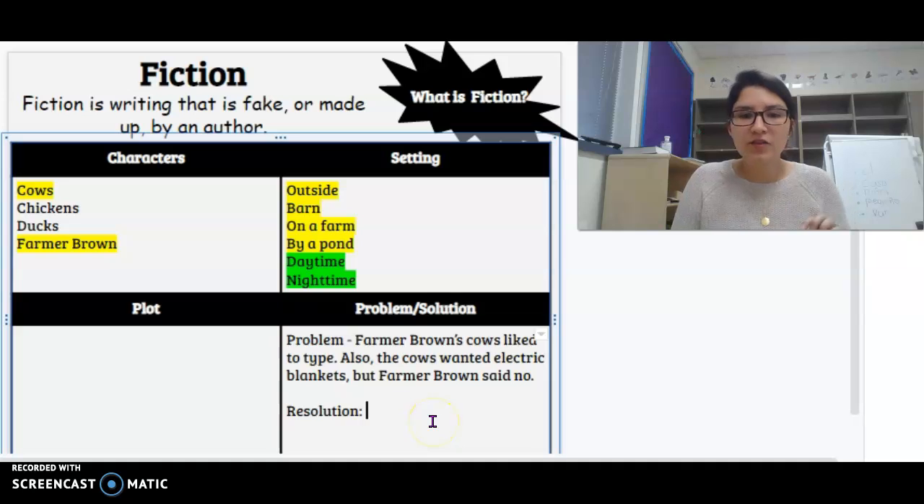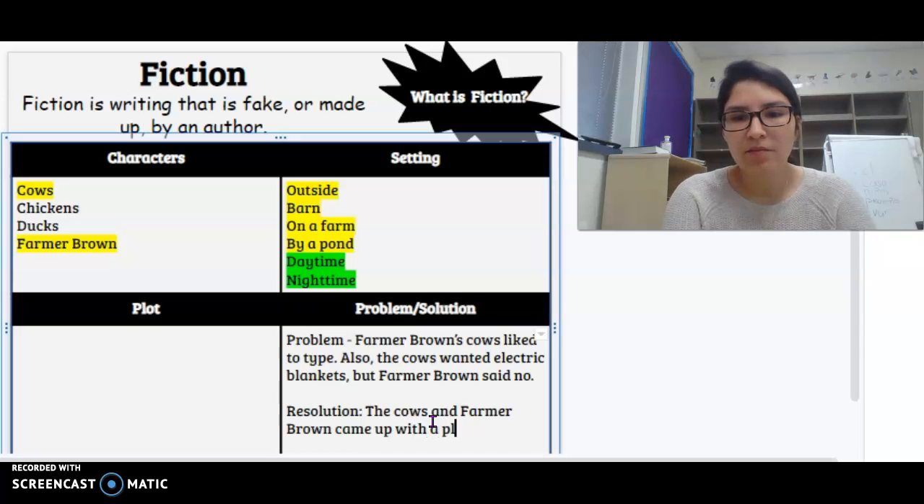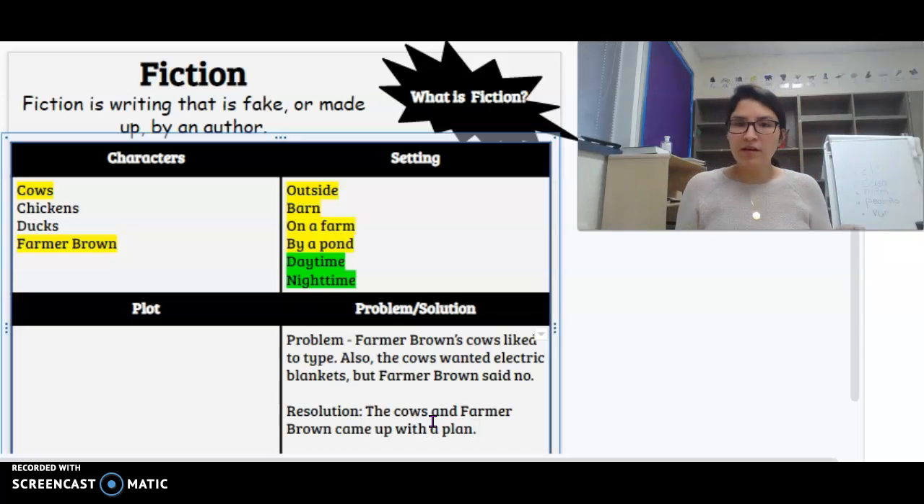All right, the resolution. How was the problem fixed? The cows and Farmer Brown came up with a plan. The cows gave Farmer Brown, or they were supposed to give Farmer Brown the typewriter, so no more typing, and Farmer Brown gave them electric blankets.